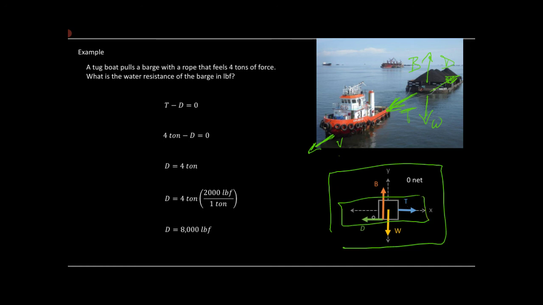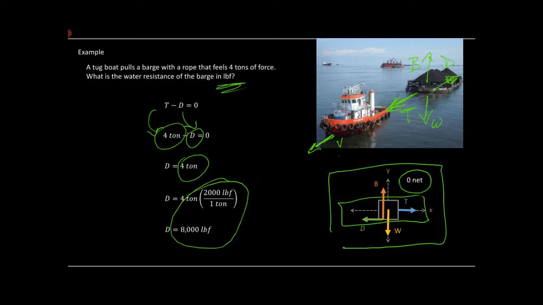That told us that T and D had to balance. T minus D is equal to 0. So that made our math really easy. D is equal to T. D is equal to 4 tons. The problem wanted it in pounds of force, so we just converted, which is 2,000 pounds in 1 ton, so that means there's 8,000 pounds of force in the drag.